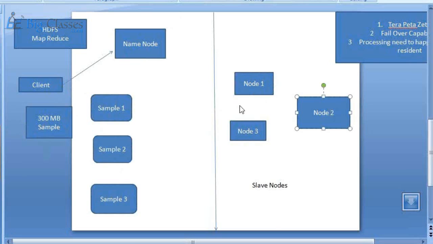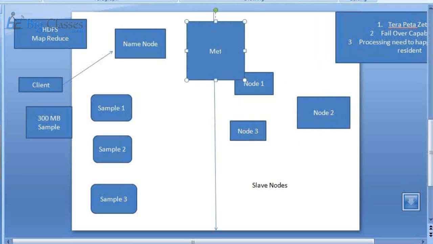How can it tell? There should be some free space available in node 1, some free space available in node 2, and some free space available in node 3. That means the dynamics of these 3 slave nodes should be available within the name node: how much is the disk space of node 1, node 2, and node 3, and among that disk space, what exactly is the free space available. That complete information about each and every data node is maintained at this name node, and we call that information the metadata information.